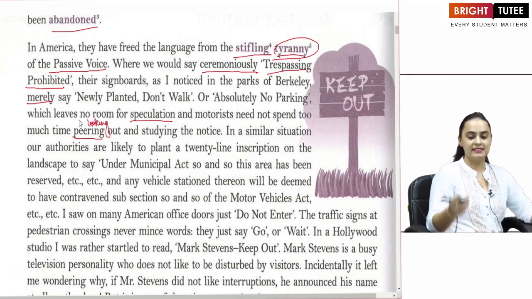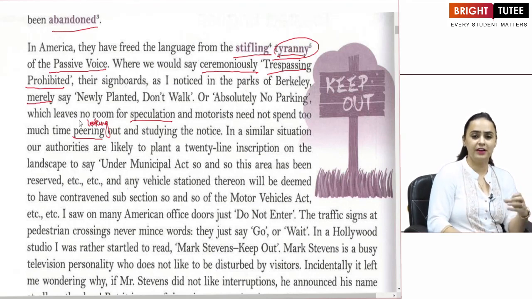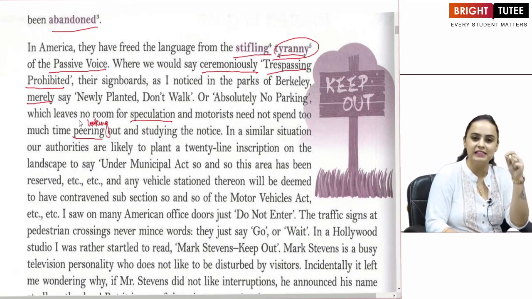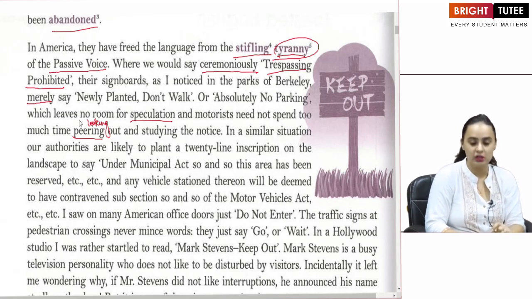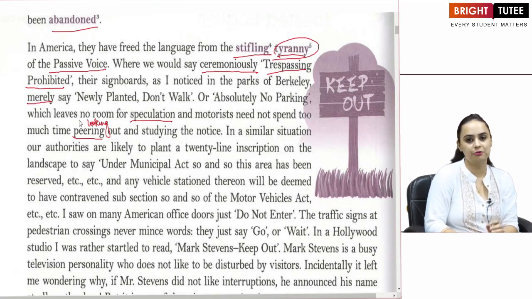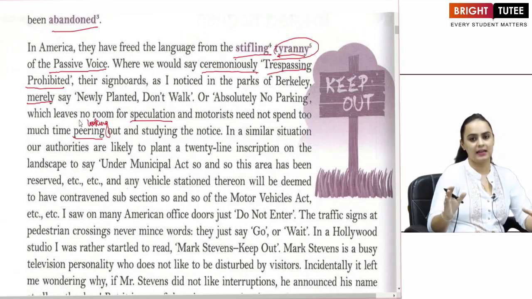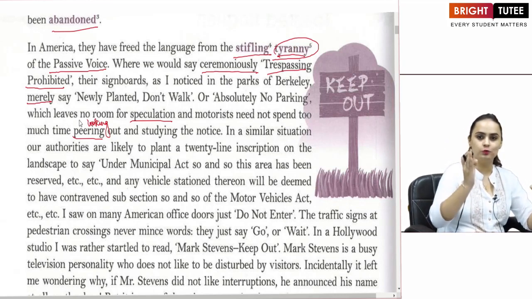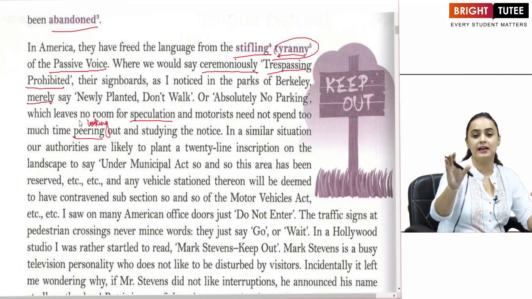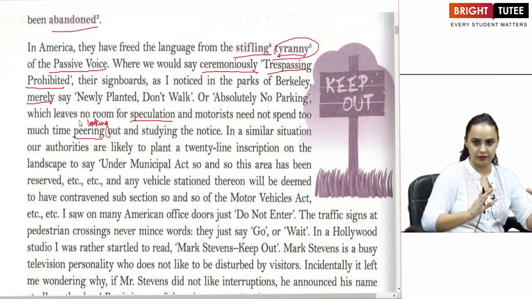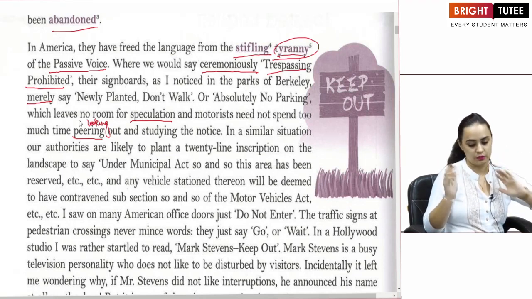So he says that rather than using very beautiful, flowery language, in America, very simple language is used. Simple instructions are written on the board which make it easier for the people who are driving a vehicle to understand them. They do not have to waste a lot of time in understanding and interpreting what is written. A very clear message is conveyed through the simplest language.